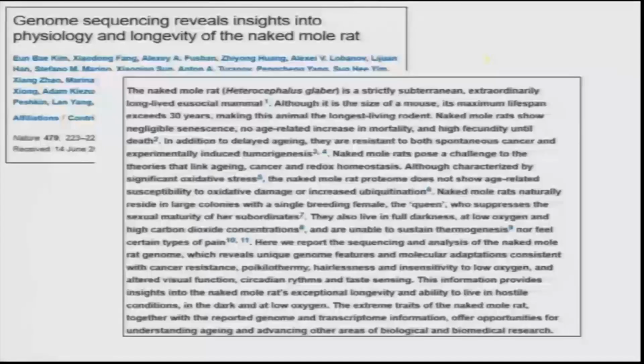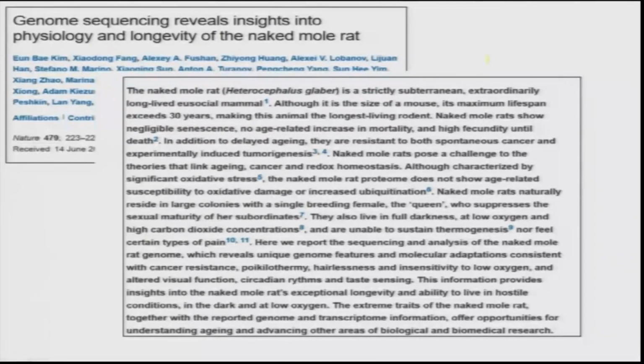So what they have done is they have sequenced and analyzed the genome of the mole rat, which reveals unique genome features and molecular adaptations consistent with cancer resistance, poikilothermy, so you can survive in different temperature regimes. Hairlessness, you have fur for protection, they don't need that. Insensitivity to low oxygen, they live in hypoxic conditions with very little oxygen, and they survive better. And altered visual function, which you cannot see but still they function.